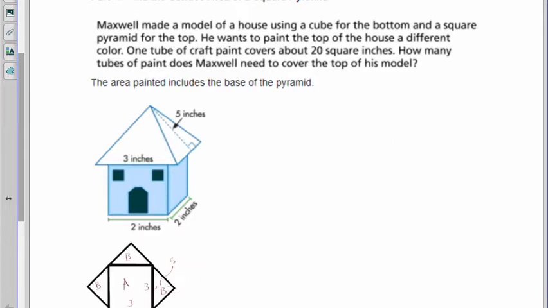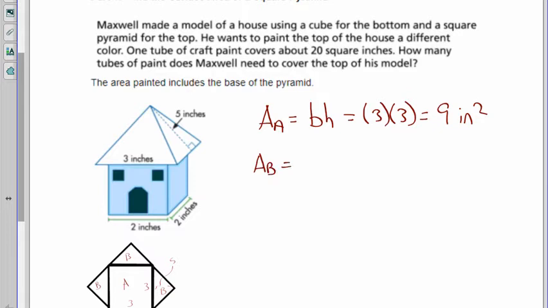Moving that over to the side, I have area of shape A. It's a square, so I can do side squared. I'd just like to do base times height, which is 3 times 3, which is 9 inches squared. Then the area of shape B, that's a triangle. That's 1/2 base times height, because that's 1/2 of a parallelogram. It is 3 inches at the base, 5 inches for my height, times 1/2. So that's 1/2 of 15, which is 7 5/10 inches squared.